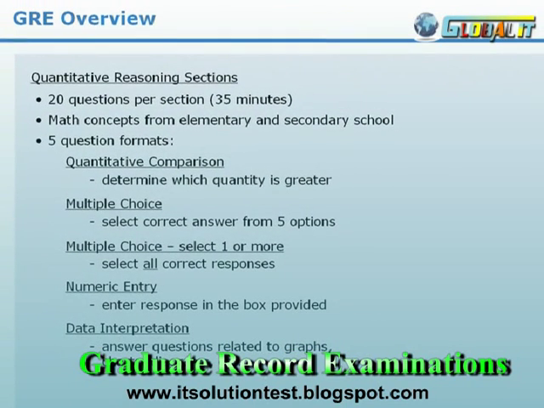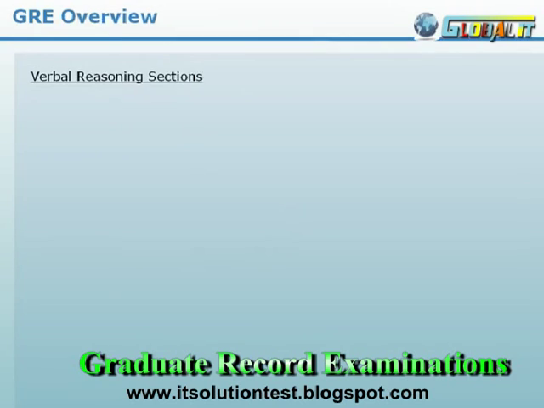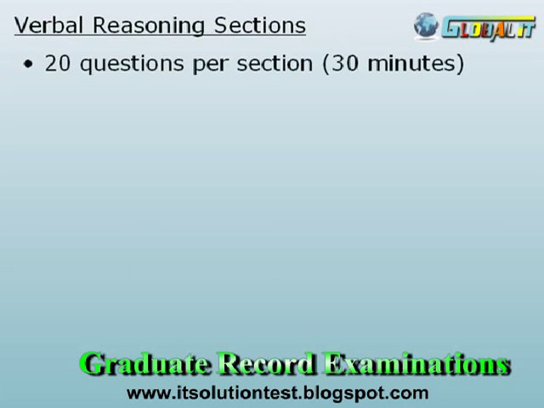Alright, so that's a general overview of the quantitative sections on the GRE. In upcoming lessons, we'll examine these question types in much greater detail. Now let's examine the verbal sections. For each verbal section, you will have 30 minutes to answer 20 questions. There are 3 kinds of questions you will encounter in the verbal sections.